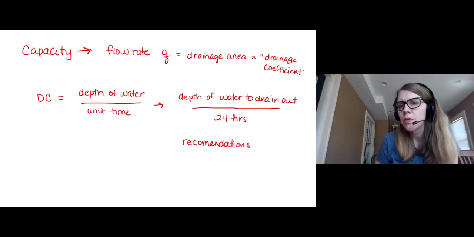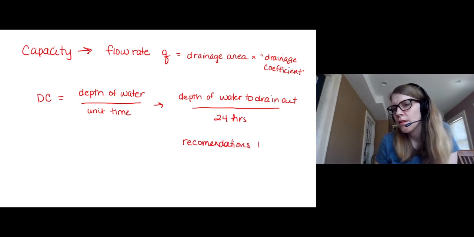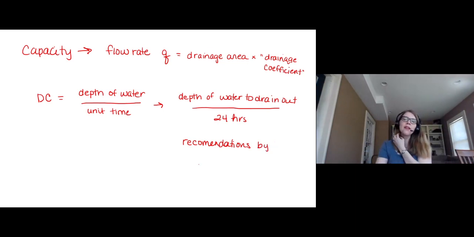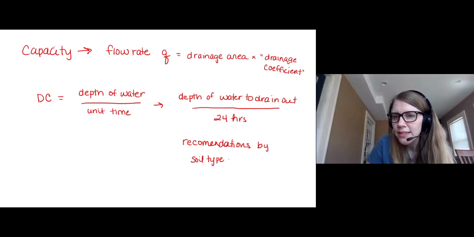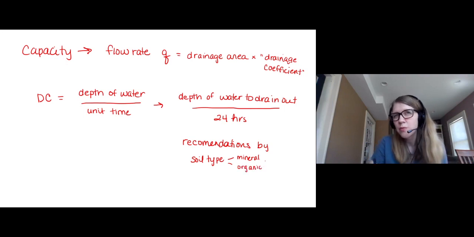I'm missing some letters in this word. For drainage coefficient that vary by soil type a little bit. We've only got 2 categories of soil type: a mineral soil and an organic soil. Organic soils are like those peat soils.